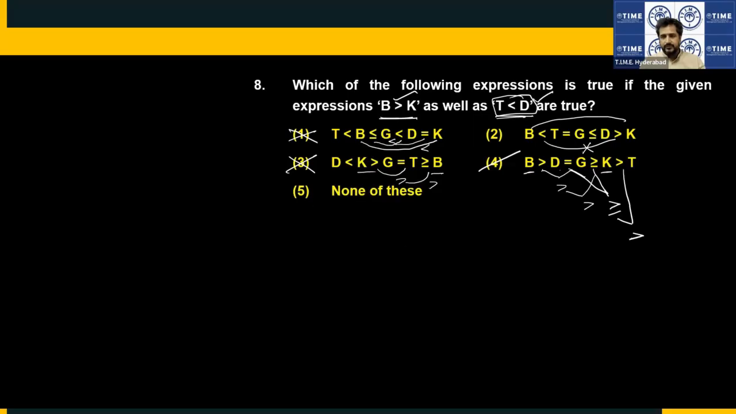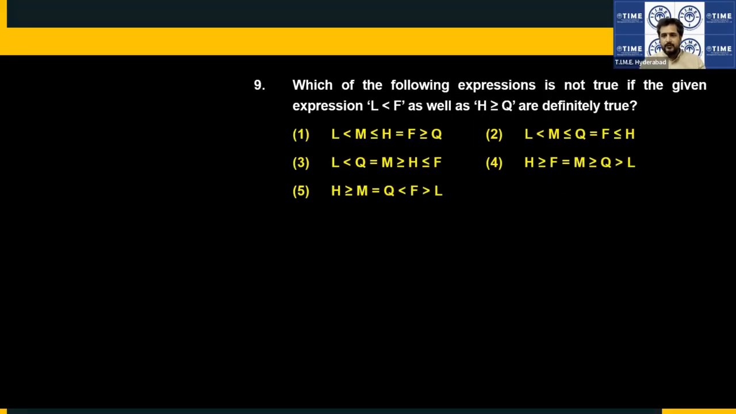Okay, now move to the next one. Which of the following expressions is not true, if the expressions L less than F, H greater than or equal to Q are definitely true? So out of the 5 choices, 4 will be true, 1 is not true. We have to choose that.